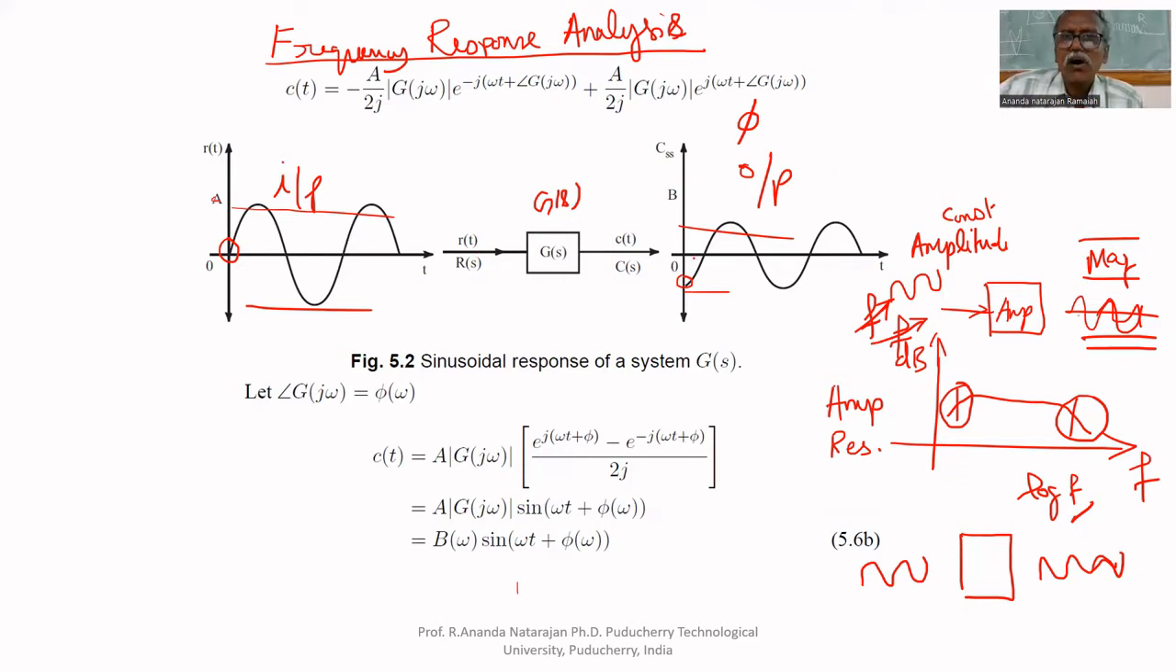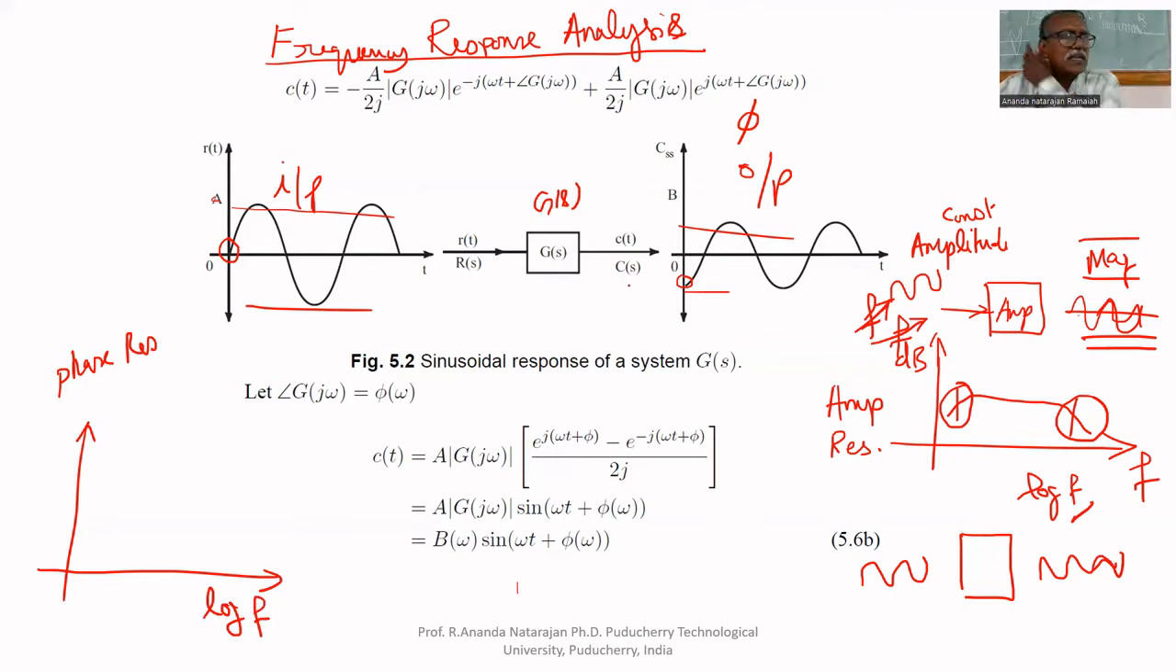If you record the phase shift also, then you can plot another response that is called the phase response. That is between log f versus phase shift. Suppose this phase shift is constant. Always there is a 90 degree phase shift. A lag phase shift means you can draw a horizontal line at minus 90 degrees. It means there is a constant phase shift, always a delay of 90 degrees.